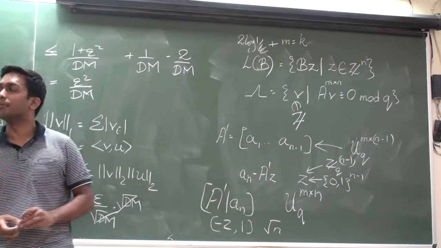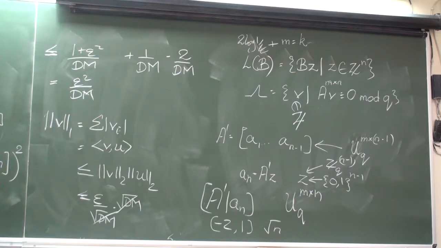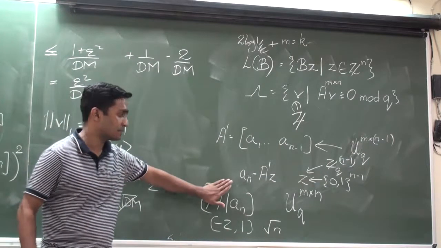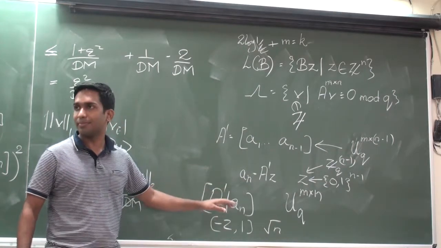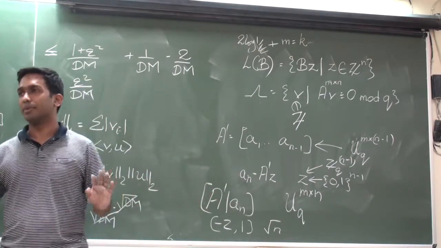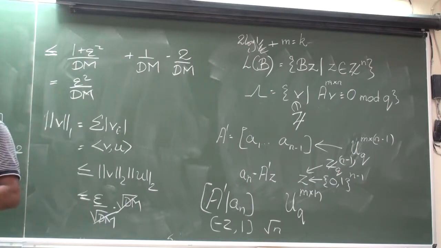I'm not saying that. I am just checking whether the statement is true: if you take Z randomly from 0, 1 and apply A dash, then A n is random. A n will look random if I'm not showing A dash, because you're taking a random combination of random vectors. But if I'm revealing A dash also, then no.